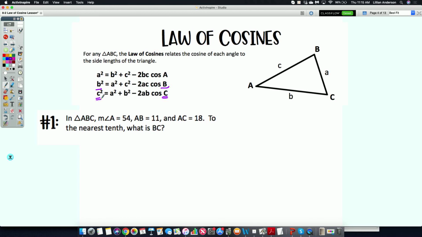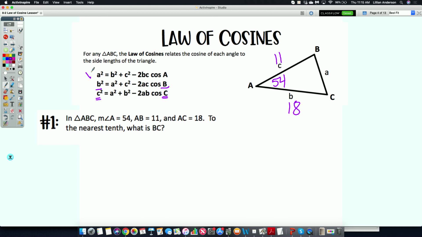So in a triangle, angle A is 54. I'm going to use this triangle, so I have to redraw one, because you guys know I write big. But in triangle ABC, angle A is 54, AB is 11, and AC is 18. Does everybody see how it's side, angle, side? Okay? So it's asking me to find BC to the nearest tenth. BC is side a because it's across from angle A.